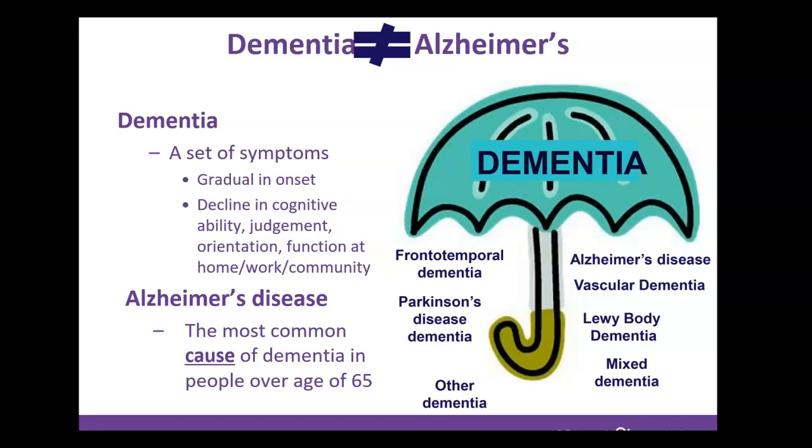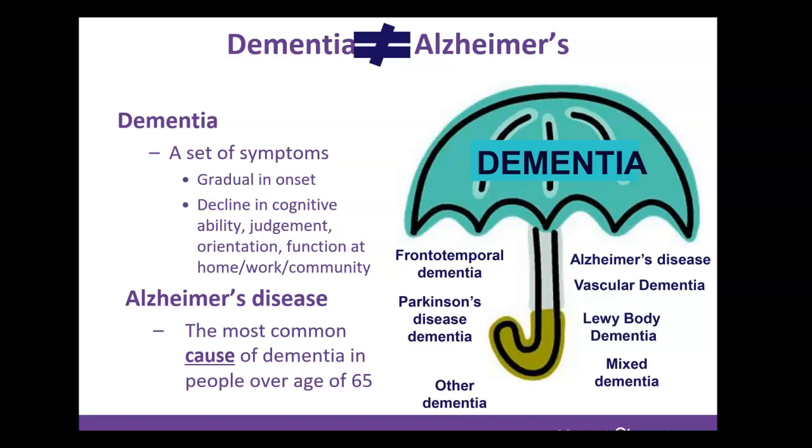So dementia, we consider a set of symptoms that have a gradual onset and also cause a decline in cognitive ability, judgment, orientation, function at home, work, and community. Alzheimer's specifically is a type of dementia. The most common cause of dementia in people over age 65 is indeed Alzheimer's disease.